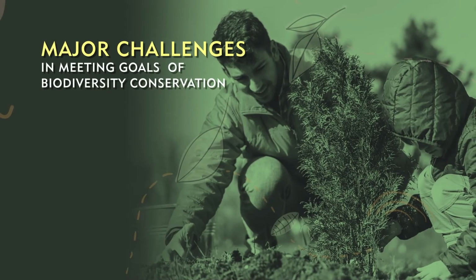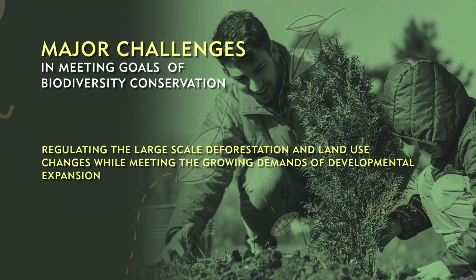What are the major challenges in meeting the goals of biodiversity conservation? Whenever we are trying to implement something, of course there will be some challenges. Some of the major challenges are regulating large-scale deforestation and land use changes, while meeting the growing demand for expansion of agriculture, roads, railway tracks, mining, factories, powerhouses, river dams, and urban residential schemes. These are some of the challenges. We have to do this also.